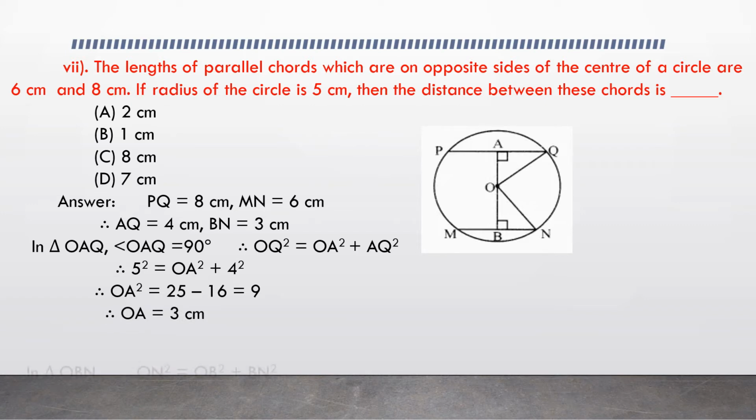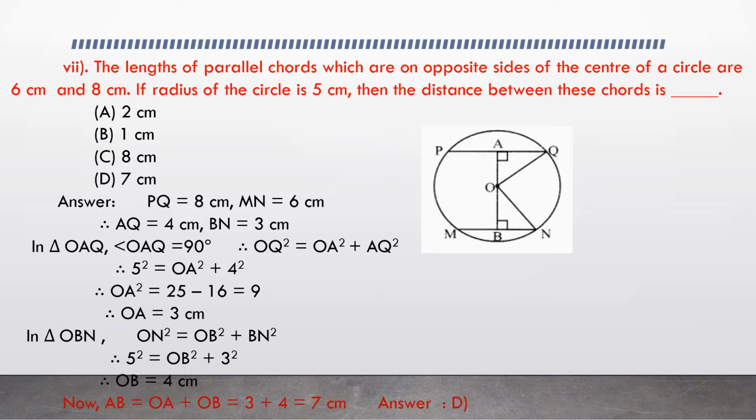And in triangle OBN, by Pythagoras theorem, ON square is equal to OB square plus BN square. And therefore 5 square is equal to OB square plus 3 square. Therefore, OB square is equal to 5 square minus 3 square is equal to 16. Therefore, OB is equal to 4 centimeter. And now AB is equal to OA plus OB, that is equal 3 plus 4 is equal to 7 centimeter.